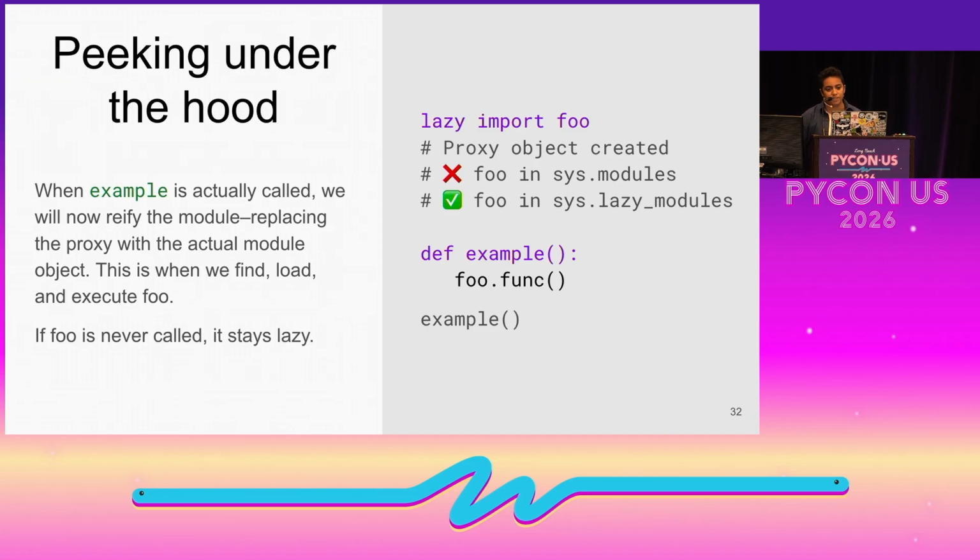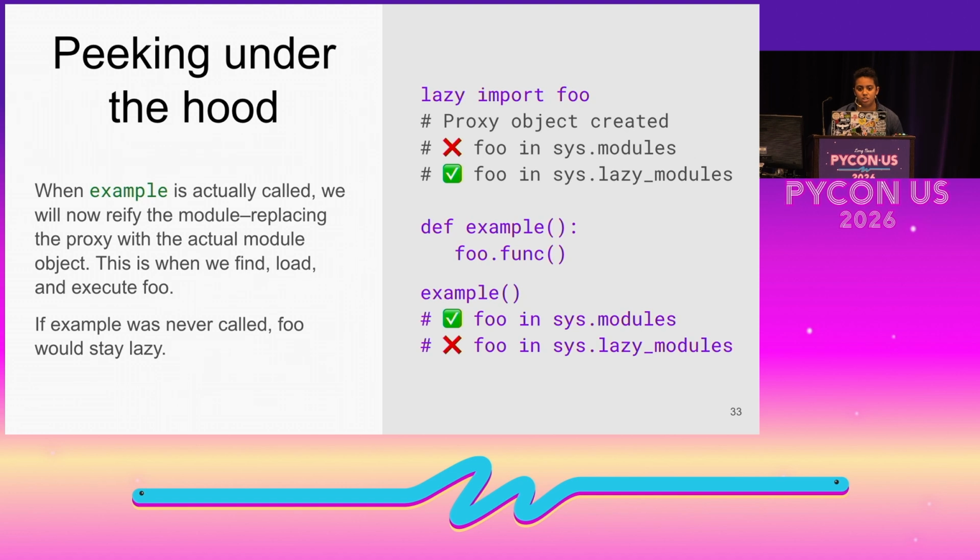Next, we'll define the function. And then finally we'll call it. And this is the line where we finally find, load, and execute the module, adding foo to sys.modules and removing it from the proxy container. And if the example function call was never called, foo would stay lazy.